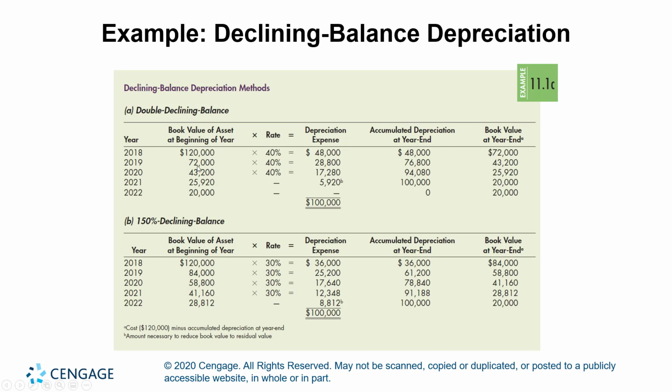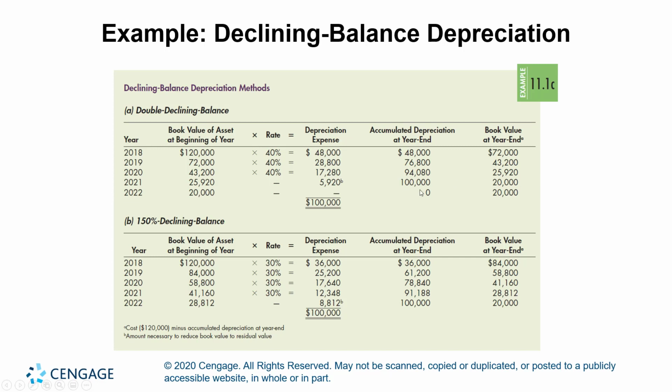You do this until you get to the final year. And in the final year, you should end up with 20,000 as the residual value. You should only have accumulated depreciation of 100,000. So you just figure out how much you need to get to the 100,000 and the 20,000 book value, and that's all you take in the final year.